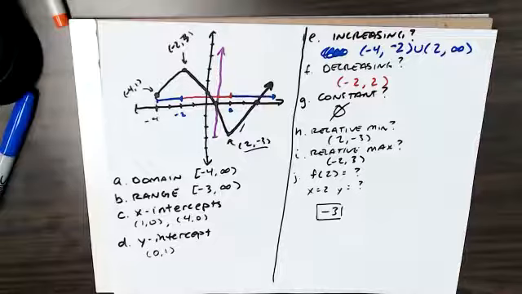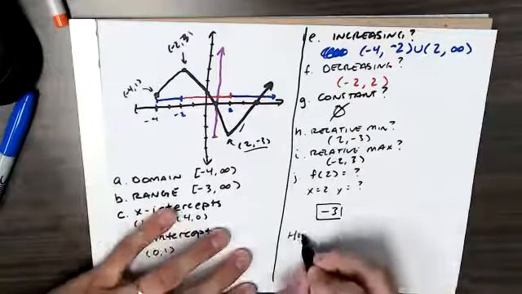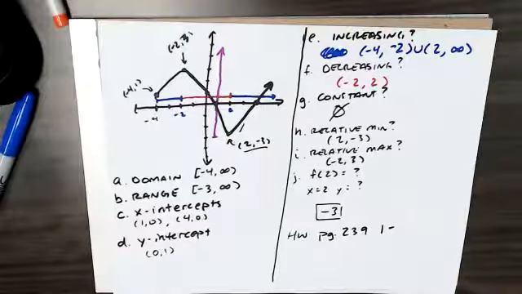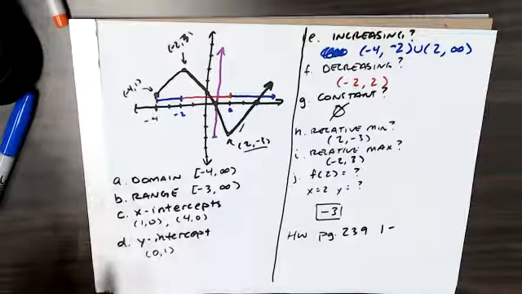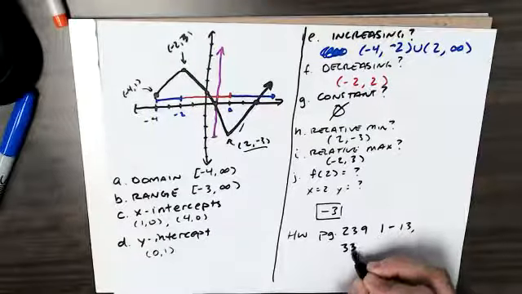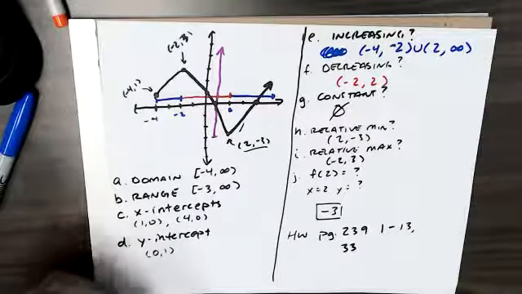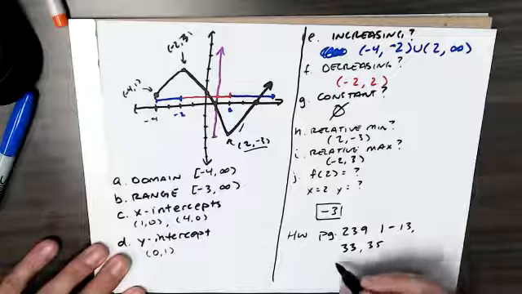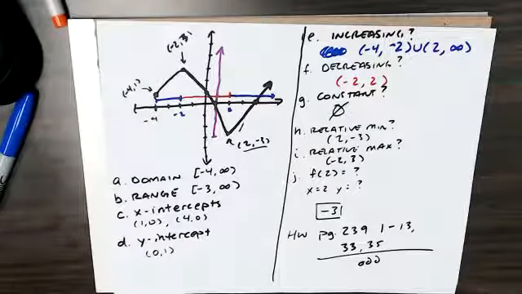Okay. So for homework, it starts on page 239, and I want you to do 1 through 13, and then I'm going to skip over, I don't like the calculator stuff. So 1 through 13, and then 33 and 35. Now remember, don't worry about the even, odd, or neither. Those are all odd. If you want to do the even, that's fine, but those are all odd.